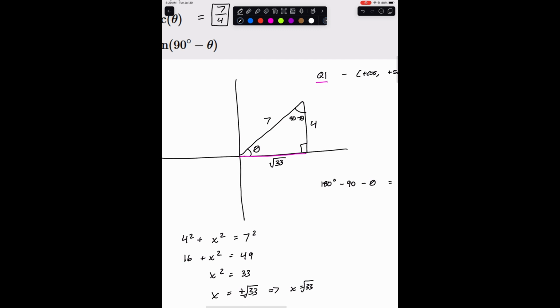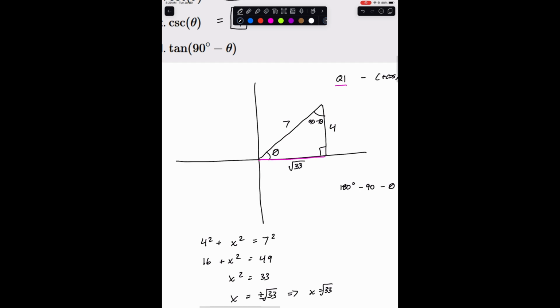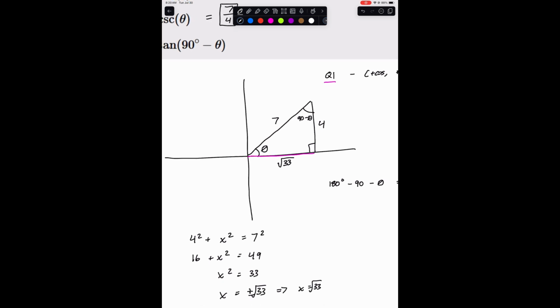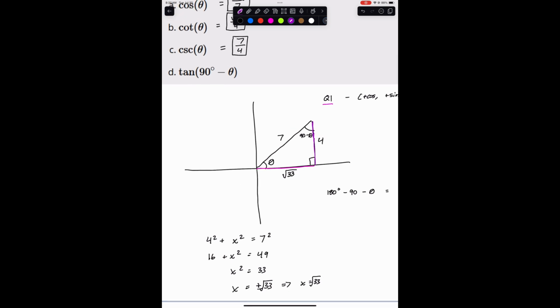And now for tangent, we have to redefine adjacent and opposite based on this new angle. So my opposite of this 90 minus theta is my pink side, my old adjacent, and my old opposite, what was the opposite of theta, is now the adjacent of my 90 minus theta. Tangent is opposite over adjacent, so it will be square root of 33 over 4.